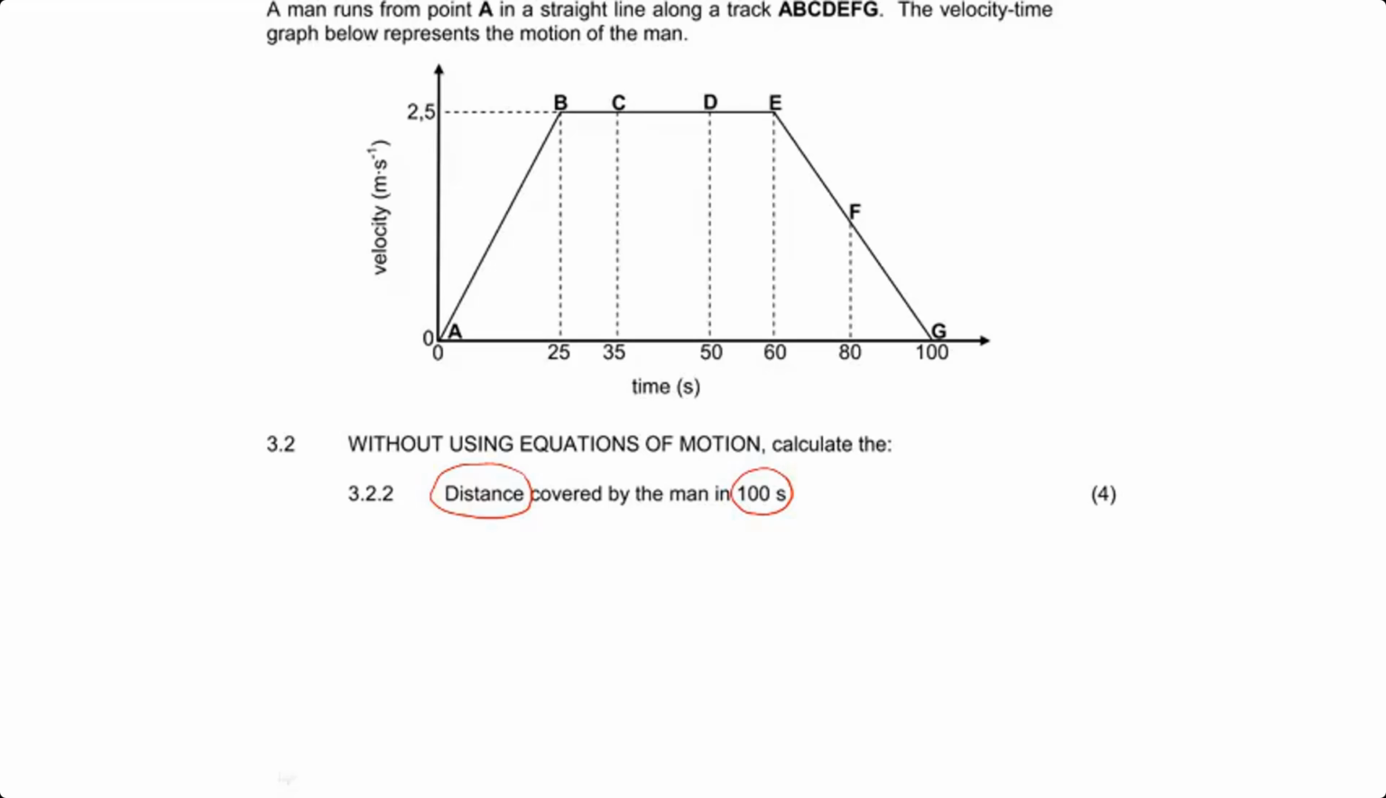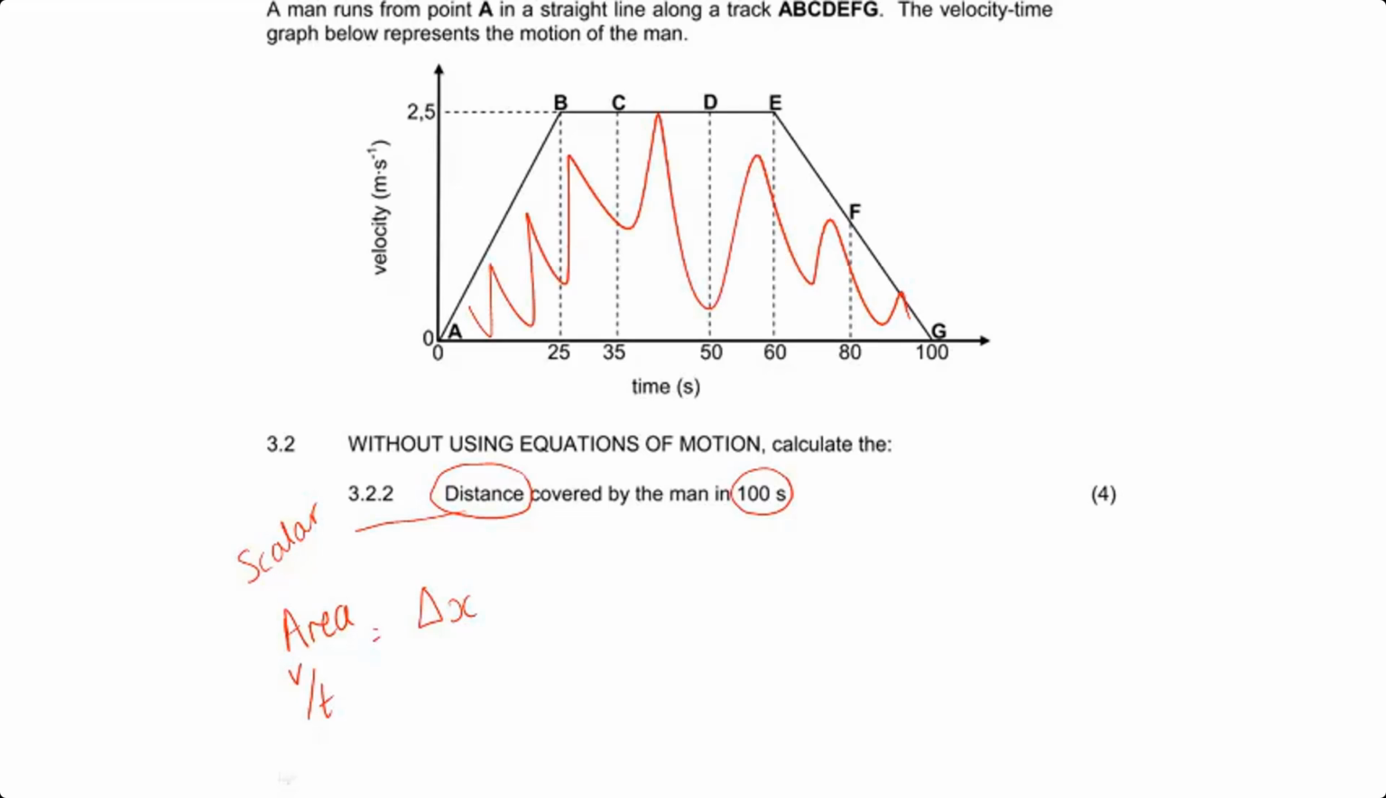Now we have to calculate the distance covered by the man in 100 seconds. Distance is a scalar, so we're not going to have to give any direction here. Its equivalent vector is displacement. Now the area underneath a VT graph gives us displacement, or it gives us the magnitude of displacement, which is the same thing as distance if the motion is linear, as is the case here. So we need to get the area underneath the graph for all 100 seconds. So it's the entire area all the way here.